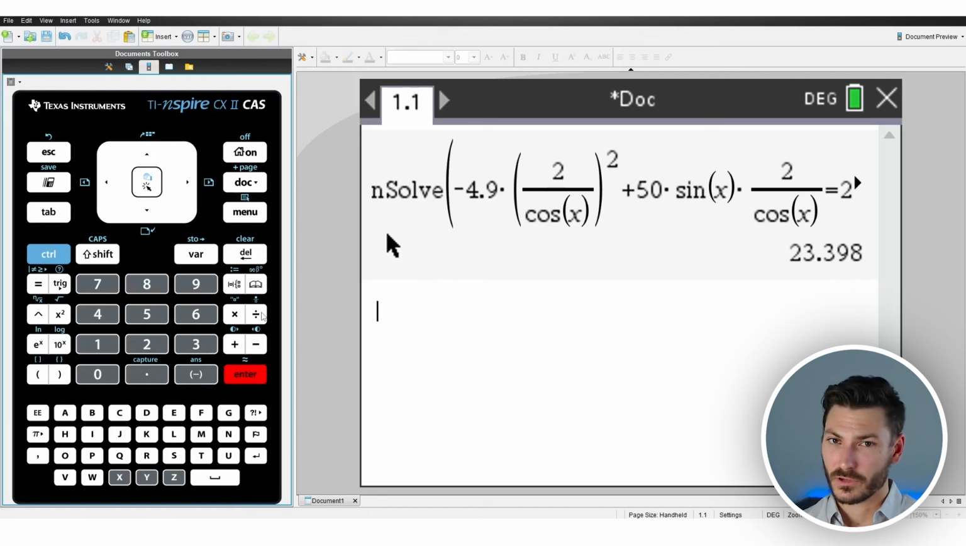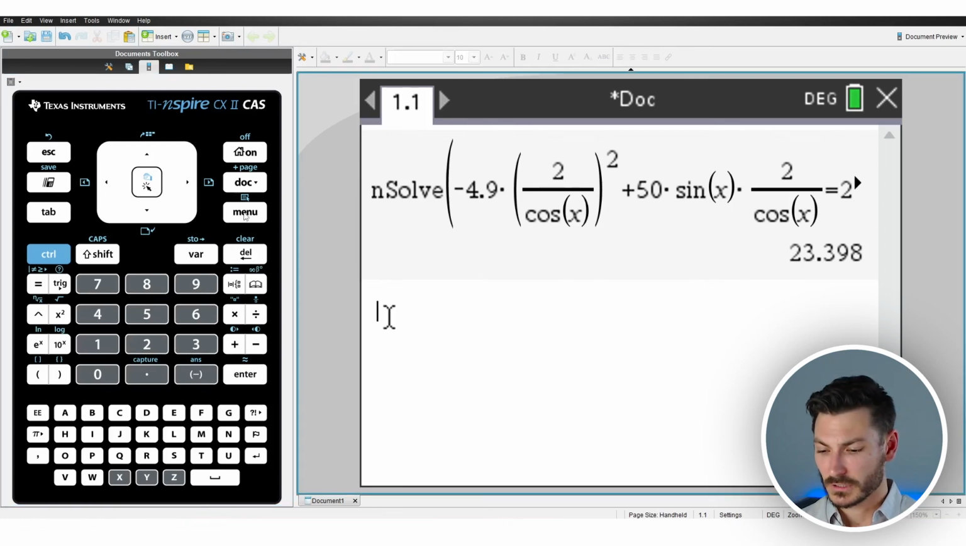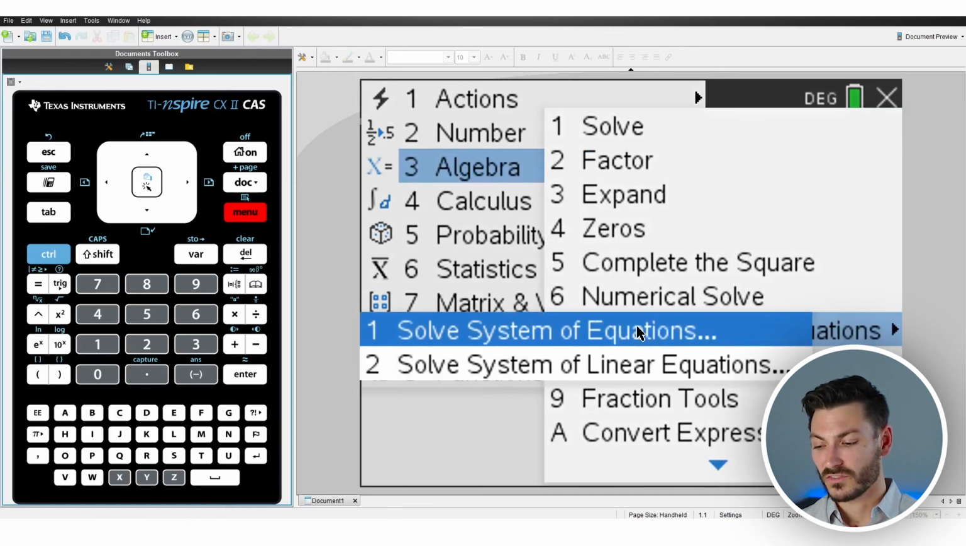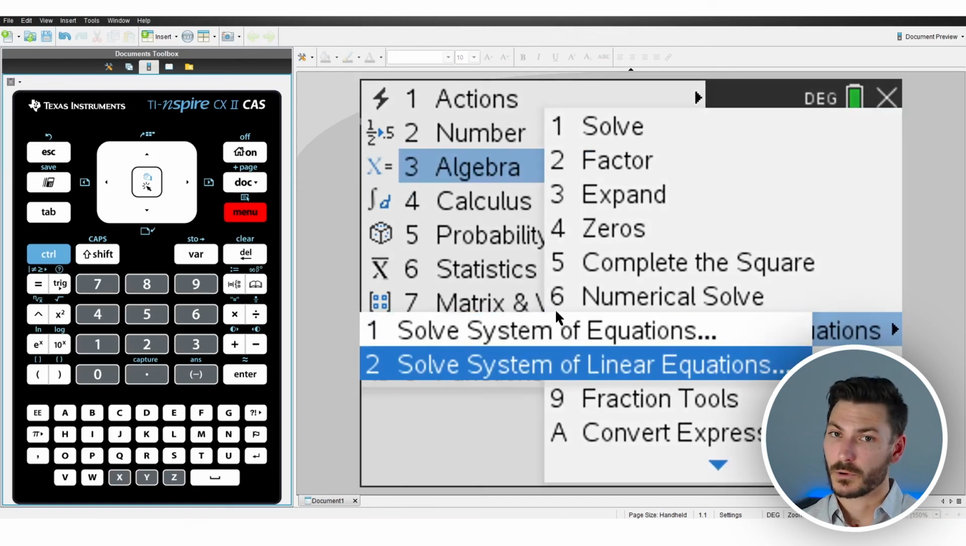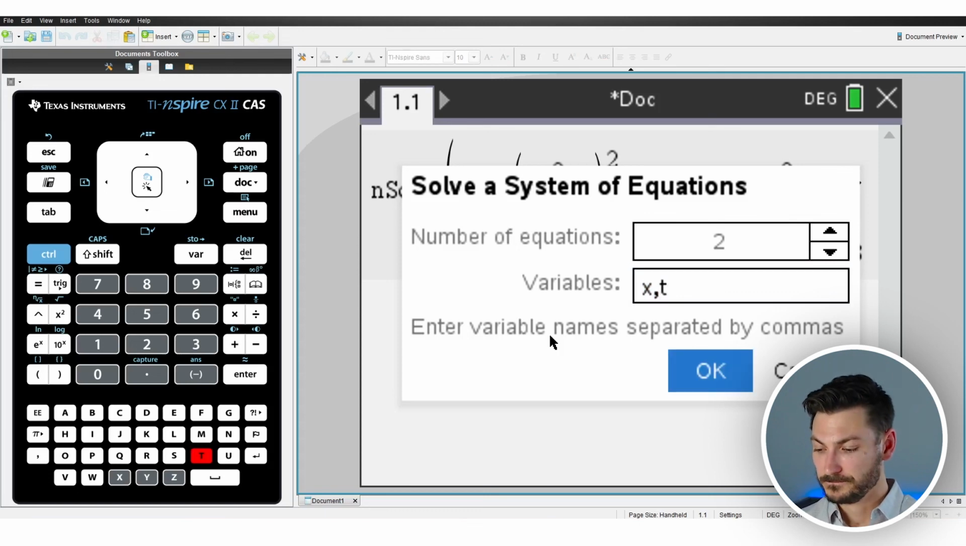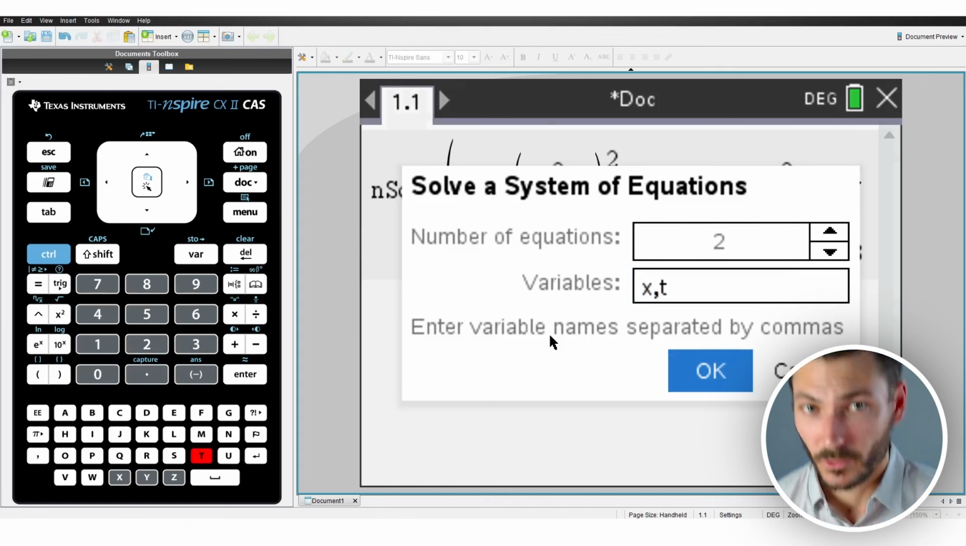Now, the other way you can solve it is, instead of getting this entire expression in terms of just my angle, I can take my x value and my y value and solve them simultaneously, parametrically, I suppose. So we'd go menu, algebra, and solve system of equations, not linear. We have two variables, x and t. Call this one t, so it's very clear which variable is which.